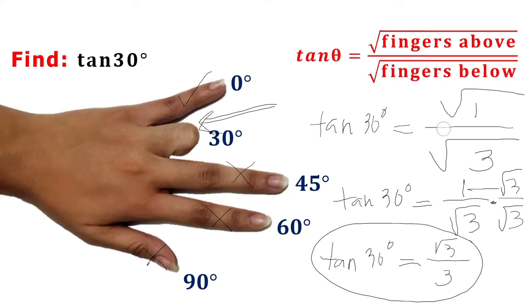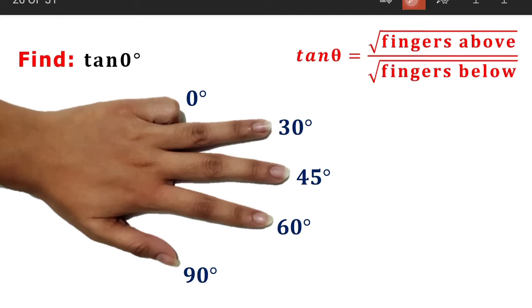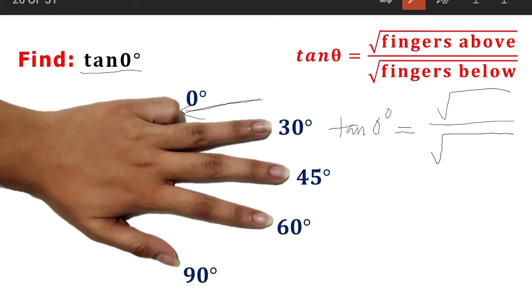Okay, last example. We will get the value or the ratio of tangent 0 degrees. So 0 degrees is represented by the little finger or the pinky. We will write here tangent 0 degrees equals the square root of the fingers above over the square root of the fingers below. We will now count the number of fingers above. Is there a finger above 0 degrees? No, or none. So we will write here 0. And the fingers below, let's count 1, 2, 3, 4.